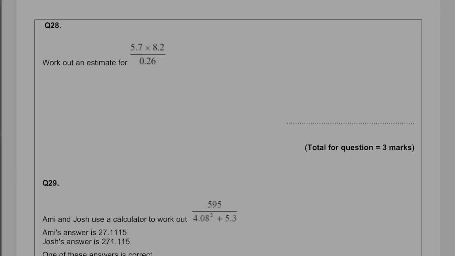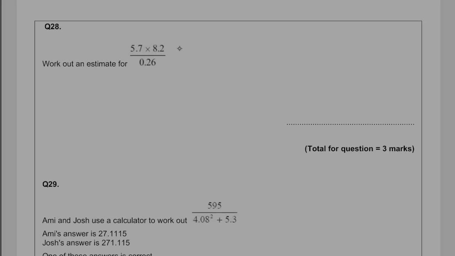Question 28, work out an estimate for, and then we've got a calculation. On the GCSE spec, for any estimation question like this, you're not going to get any more marks for going more accurate than one significant figure. So I'm going to say that that is approximately equal to, with a wavy equal sign, 5.6 to one significant figure would be 6, and then 8.2 would be 8, and then we're going to divide that by 0.3.